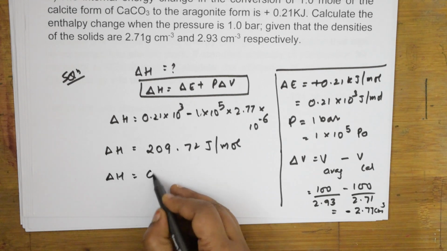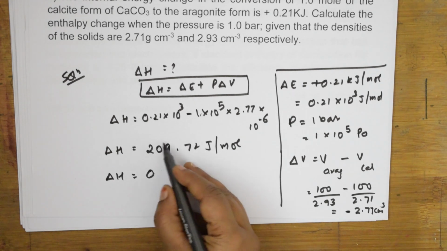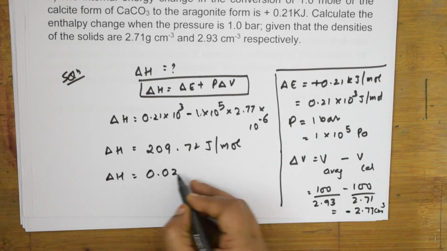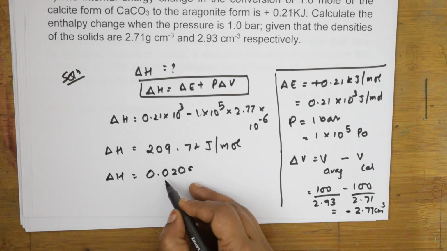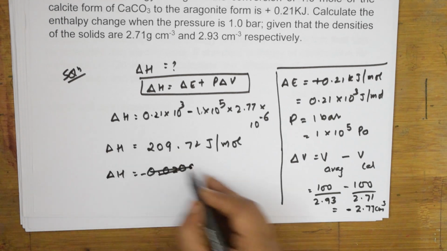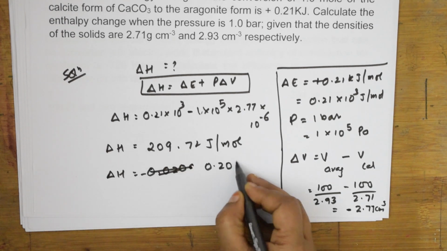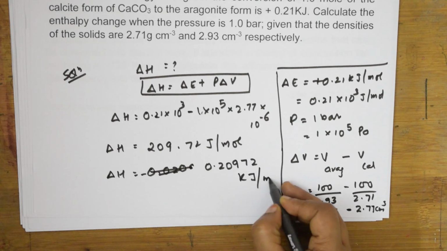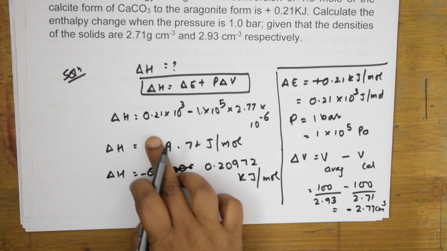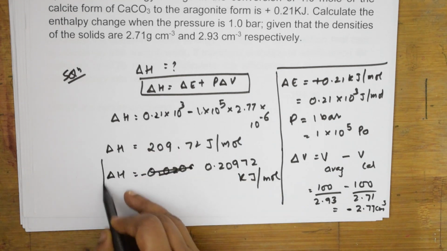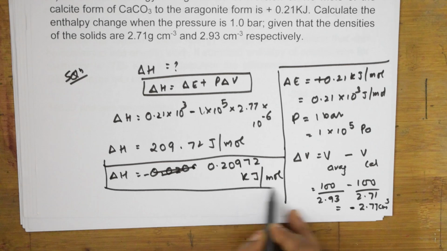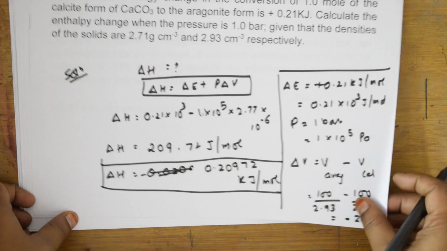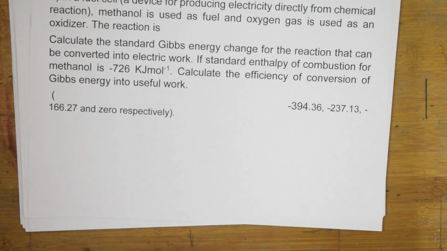Delta H is 209.72, you're going to shift 3 decimals, 1, 2, 3, to convert into kilojoule. So this becomes 0.20972 kilojoule per mole, because you're shifting 1, 2, 3. This is the answer. So if we have done one unit, this is how you're going to do. Let's do question number 8.